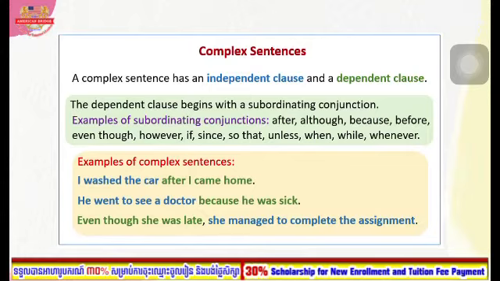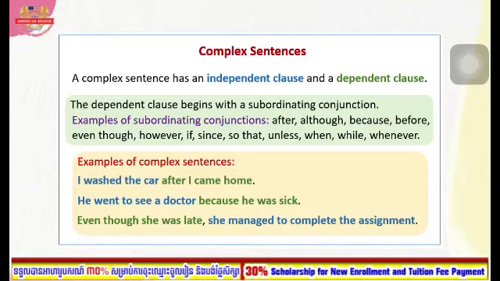I came home. What? I came home. This is not full meaning, right? Not clear meaning. That's why we use after. After, before a dependent clause, can make this clause have full meaning, right? Good. So again, I washed the car after I came home. After I came home is the dependent clause. I washed the car is the independent clause.